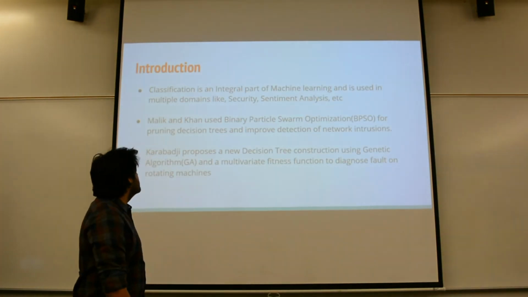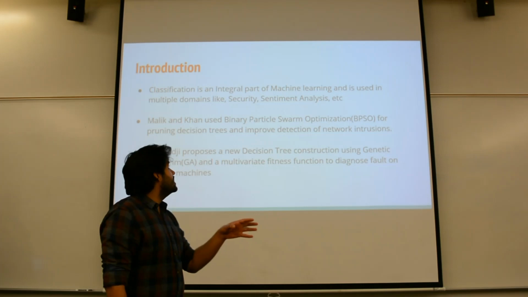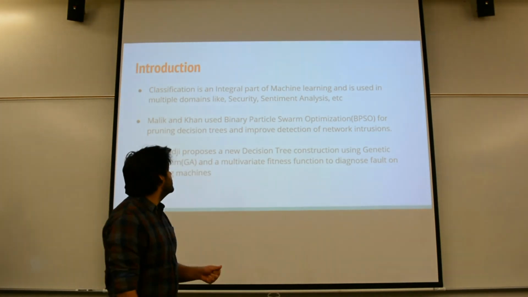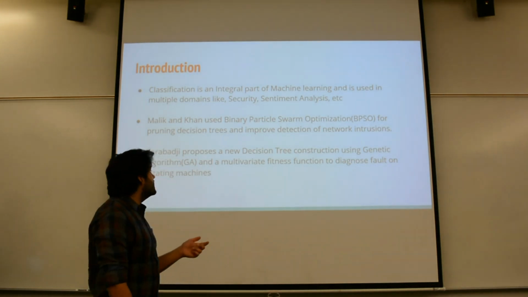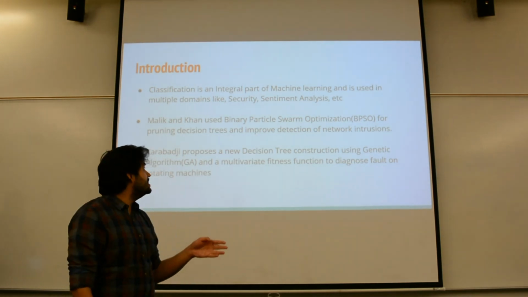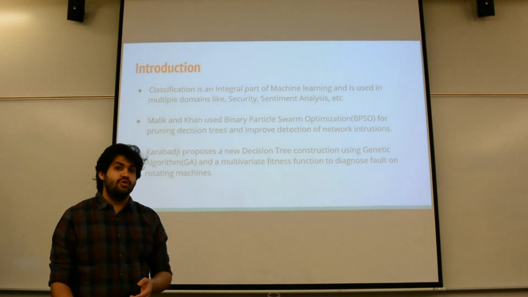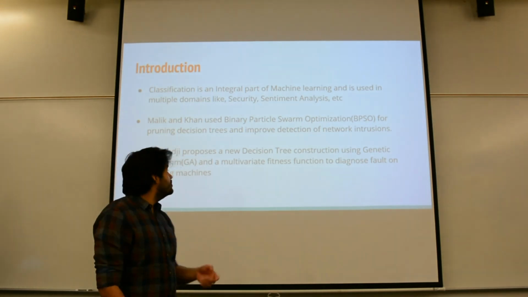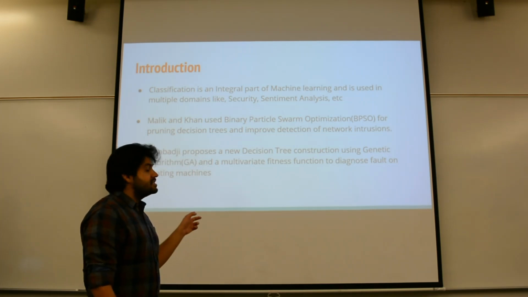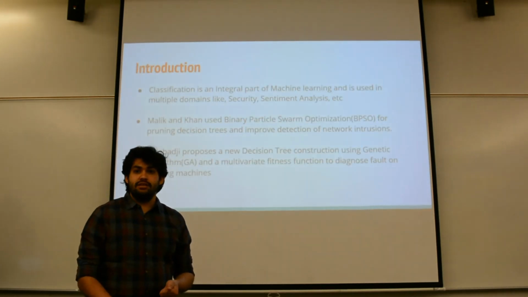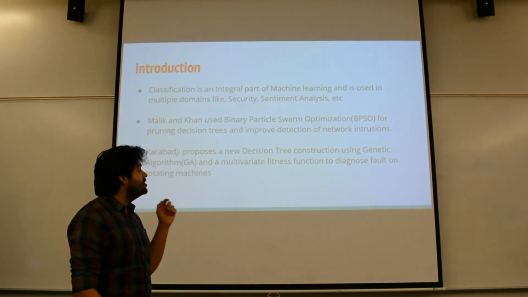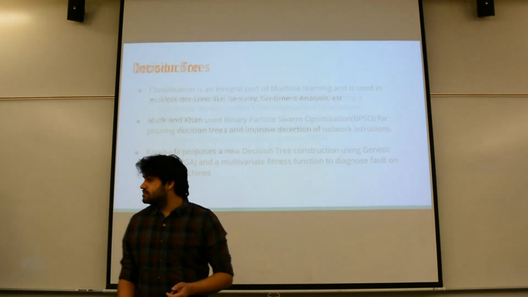Classification is at the heart of machine learning and is used for multiple things like security and sentiment analysis. Paper 1 written by Khan and Malik talks about improving detection of network intrusions, and they use a technique called binary particle swarm optimization. In our paper 2, Karavaji introduces us to a new type of decision tree which is created using genetic algorithms and a multivariate fitness function. He uses this type of decision tree to diagnose faults on rotating machines.